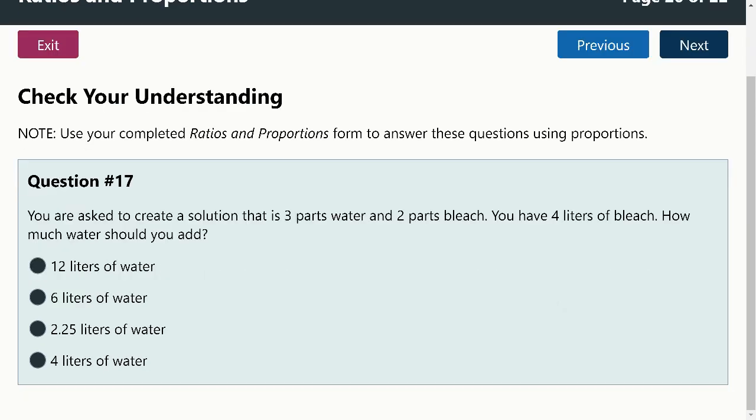You're asked to create a solution that is 3 parts water, 2 parts bleach. You have 4 liters of bleach. How much water should you add? So we've got 3 to 2. You have 4 liters of bleach.